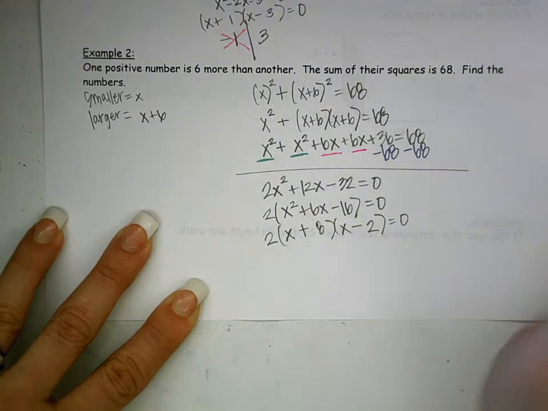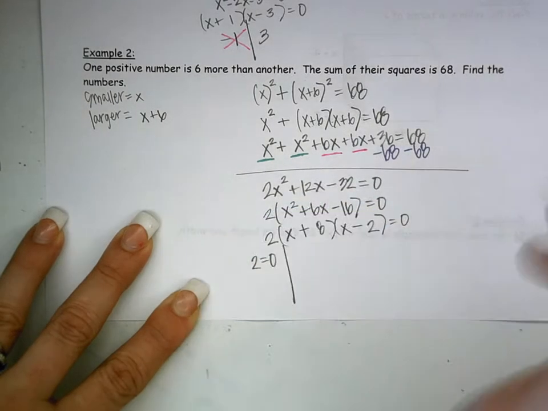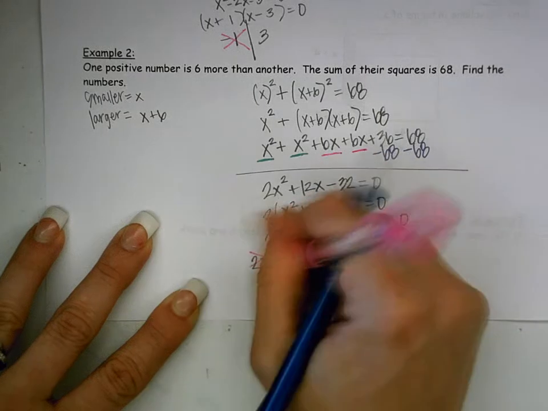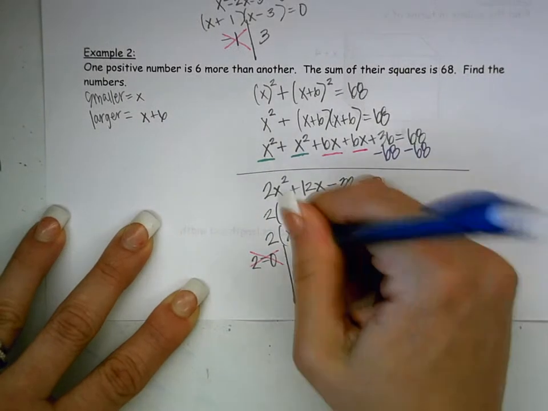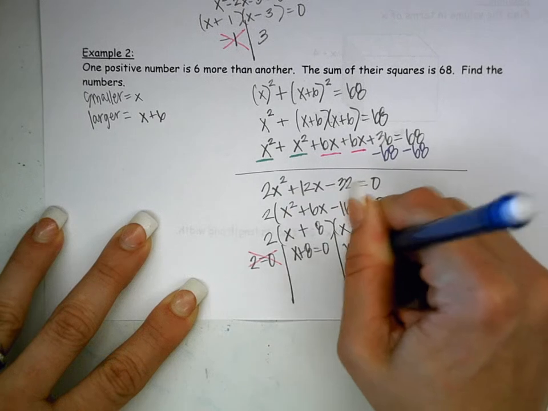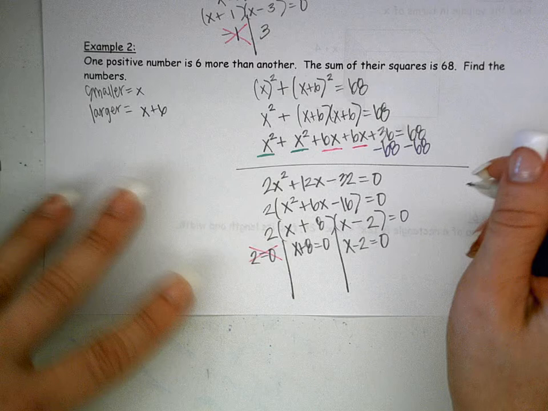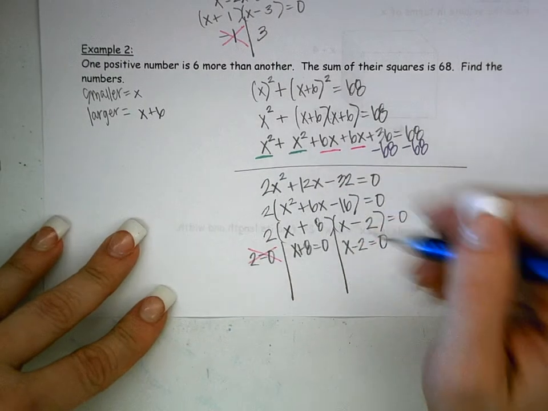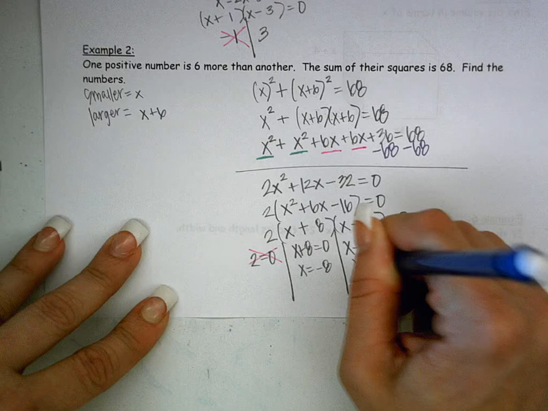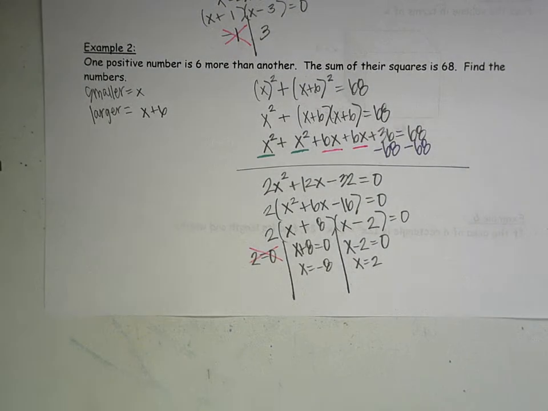Then set each part equal to 0, so we get 2 equals 0. That makes absolutely no sense because there are no letters left, so that gets thrown away. x plus 8 equals 0, and x minus 2 equals 0. Then, inverse operation, so x is negative 8, and x is positive 2. Which one do I throw away and why?